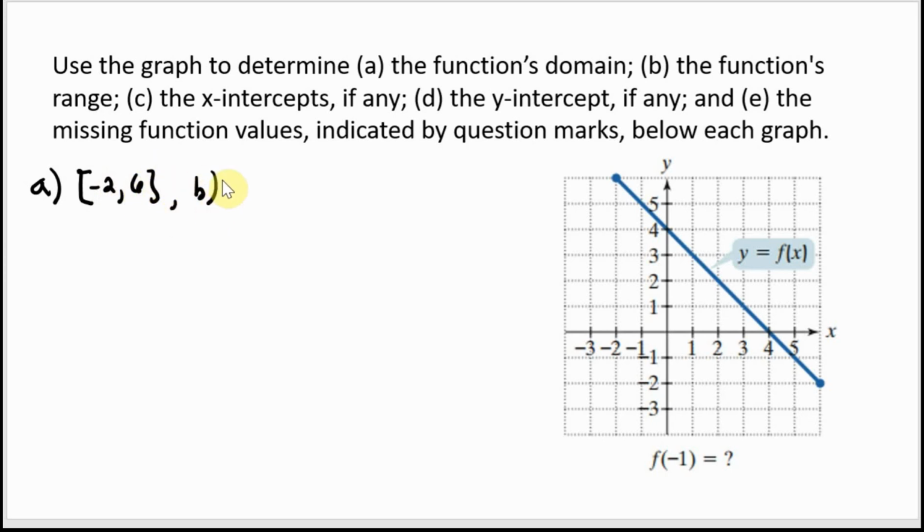And then B, the range. So the range, I'm looking at the graph. So what'd you say? -2 to 6. Oh, that's funny how they did that. That doesn't necessarily work like that all the time. So you want to be careful about whether that's a pattern for always. No.